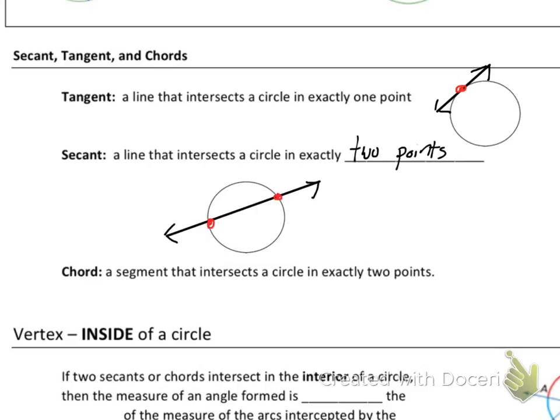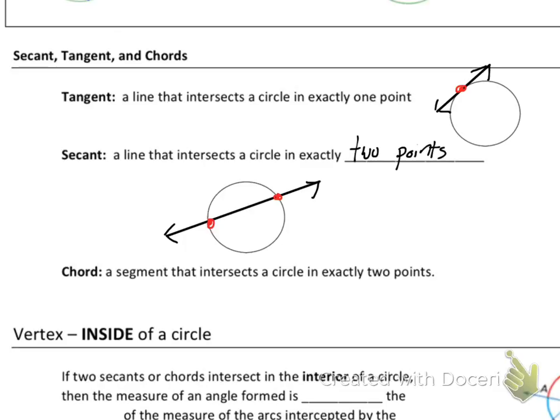Well, that means a secant and a chord are very, very similar, because we already said a chord is a segment that intersects a circle in exactly 2 points. So the only difference between a secant line and a chord is the fact that secants go forever and a chord starts and stops. Alright, so this interior part is a chord. The whole thing is a secant line. So a lot of times when we say secant, we're going to use it interchangeably with chord, because the rules that apply to secant apply to the chord as well.